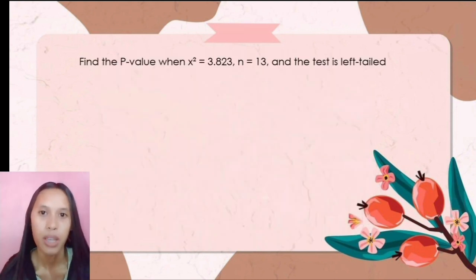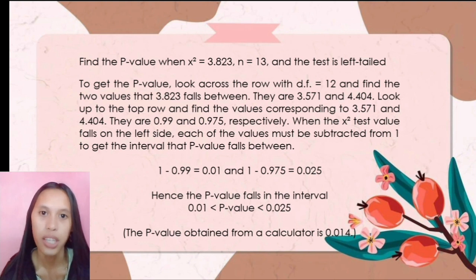Next, find the p-value when chi-square is equal to 3.823 where n is equal to 13 and the test is in the left tail. To get the p-value, let us look across the degrees of freedom equal to 12 and find the two values that 3.823 falls between. They are 3.571 and 4.404. So look up to the top row and find the values corresponding to 3.571 and 4.404. They are 0.99 and 0.975 respectively.